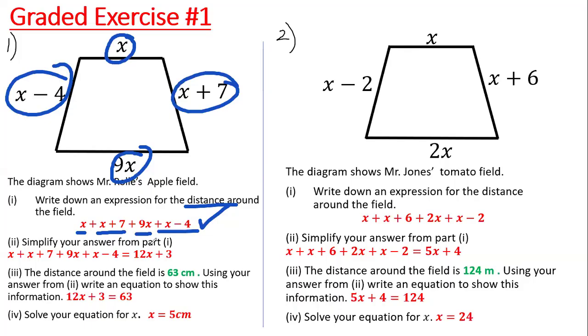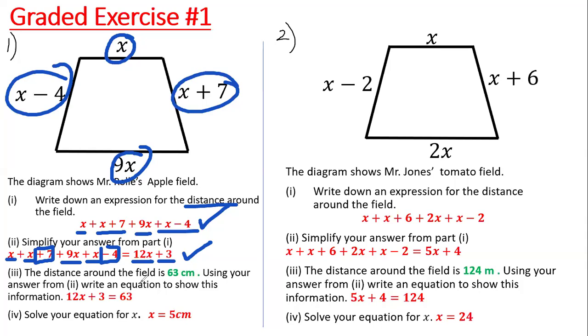Then they say simplify your answer. All we need to do is add up all the x's. So this is 1x, this is 2x. 2x plus 9x is 11x, and 11x plus 1x is 12x. Then we take the 7 and minus 4. So 7 minus 4 gives us 3. So we get 12x plus 3. Basically, all we did was write an expression and simplify it.